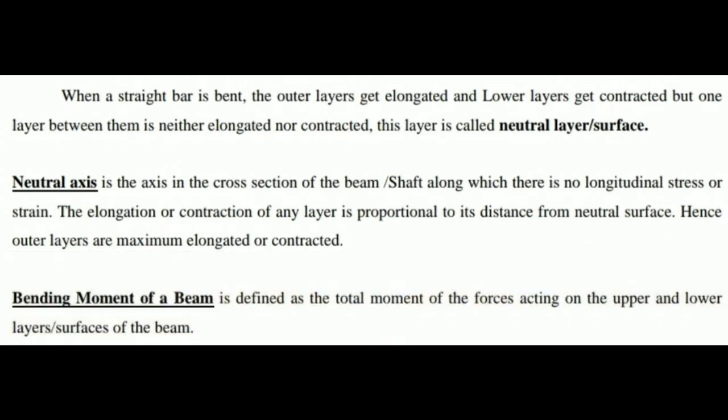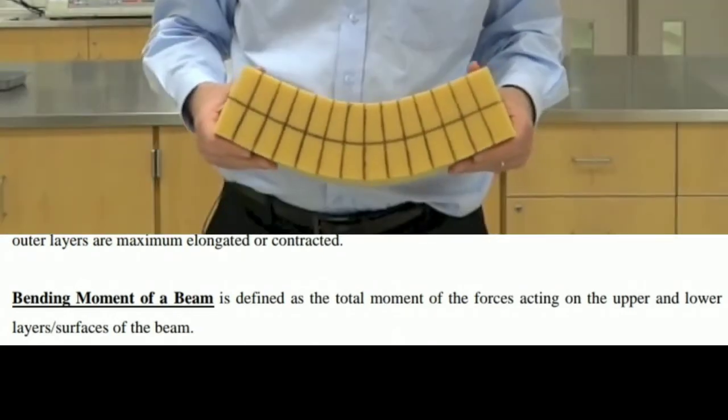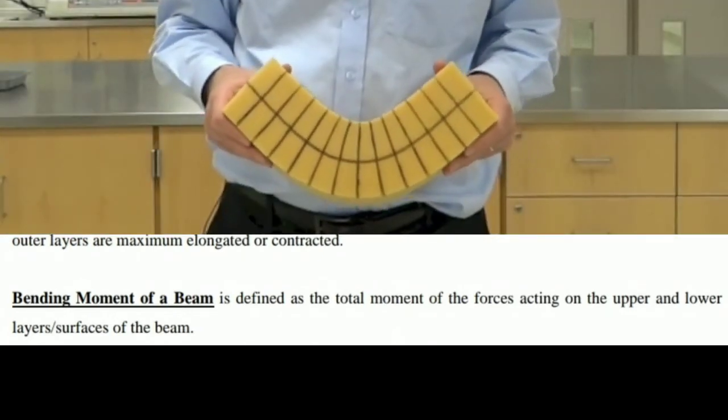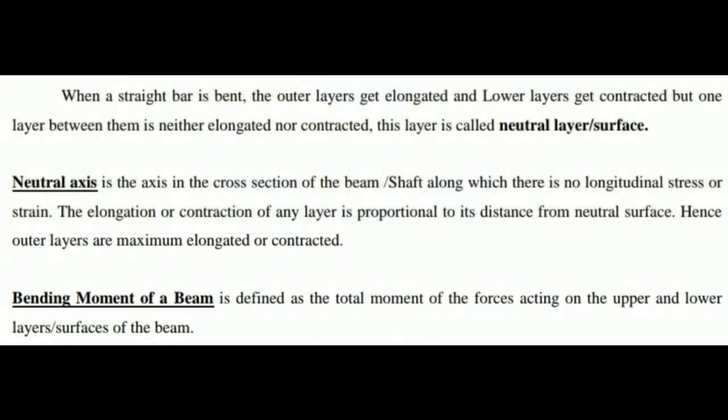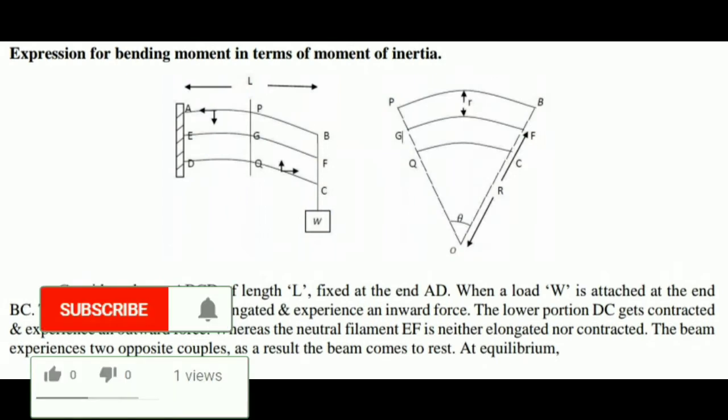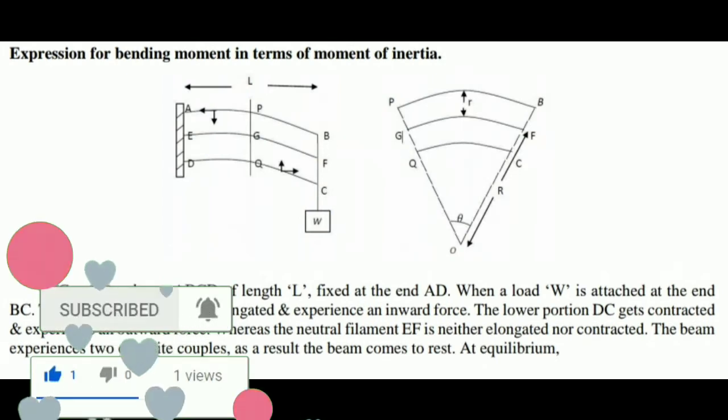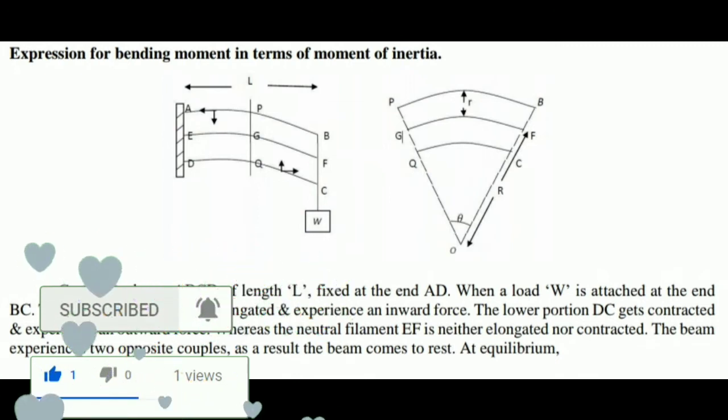In the next topic, the bending moment of a beam is defined as the total moment of the force acting on the upper and lower layer or surface of the beam. This is what we call the bending moment of a beam. In the next topic, we will see the expression for bending moment in terms of moment of inertia.